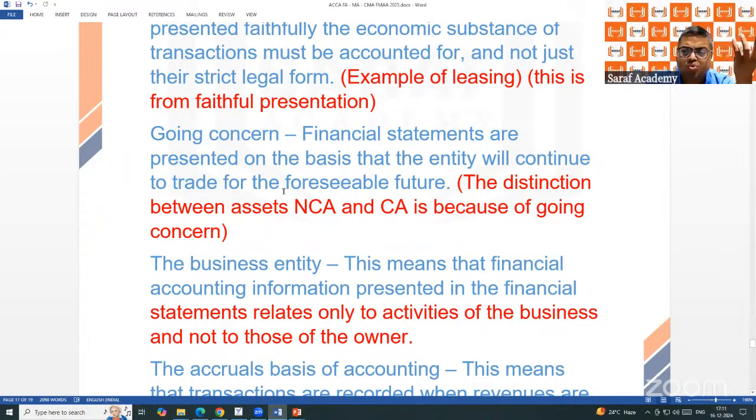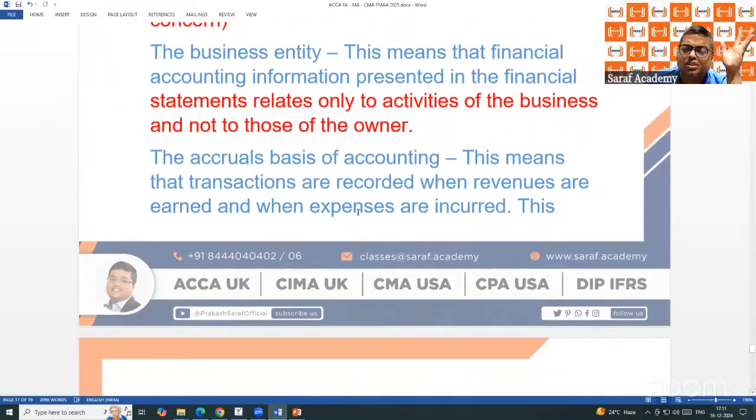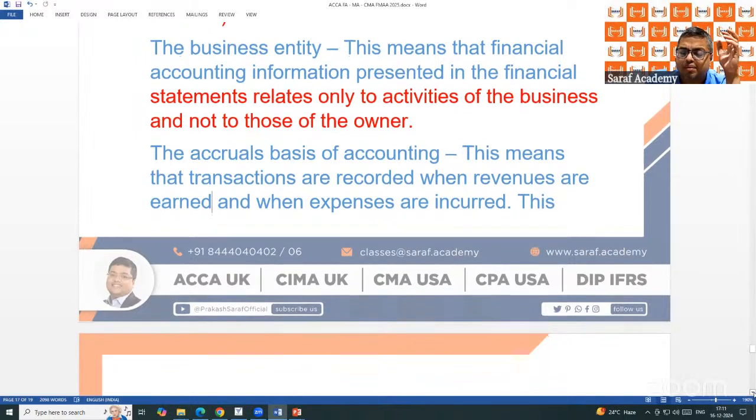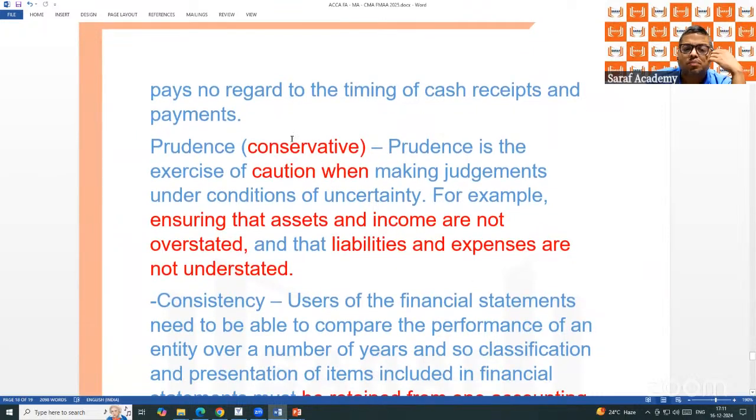Business entity, I said owner and business are different in every business, whether small, or in a proprietorship also. Accrual basis means the transactions are recorded when revenues are earned and when expenses are incurred, not when the revenues are received and the expenses are paid, not on receipt-payment basis. Prudence, conservative. Prudence is the exercise of caution in making judgments, ensuring that assets and incomes are not overstated, they should be written conservatively, and liabilities and expenses are not understated, they should be written properly.